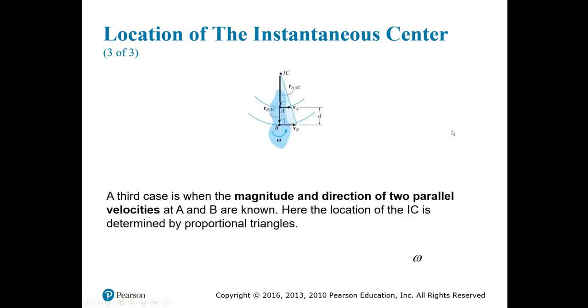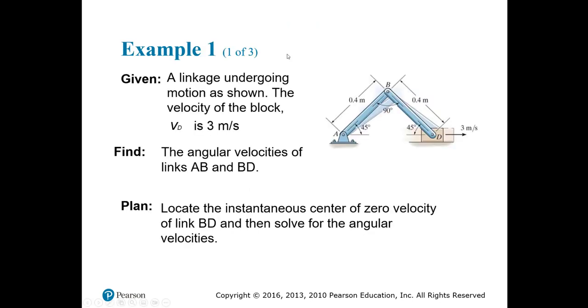And a third case is when the magnitude and direction of two parallel velocities are known. Here, the location of IC is determined by proportional triangles. So, just as before, if we know the magnitude and direction of two parallel velocities, as you can see here, A and B, then I can start forming different triangles and find the location and all the information needed so I can use that method in order to find values of omega and things like that.